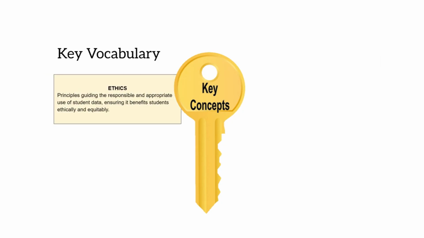The first is ethics. Ethics, by definition, is the moral principles governing behavior, including the collection and the use of data. Quite simply, it's the principles guiding the responsible and appropriate use of student data that ensures that it benefits the students ethically and equitably. Right and wrong, ethics provides a framework for making moral choices even when a specific law doesn't exist. We are to use it responsibly.